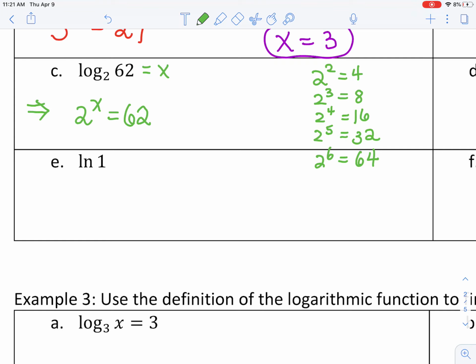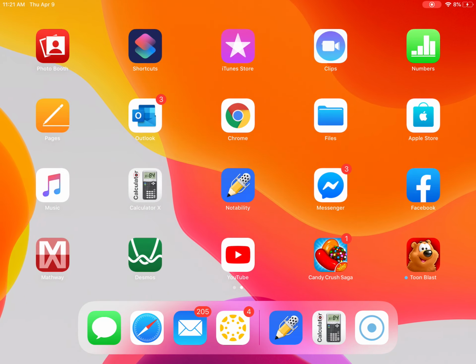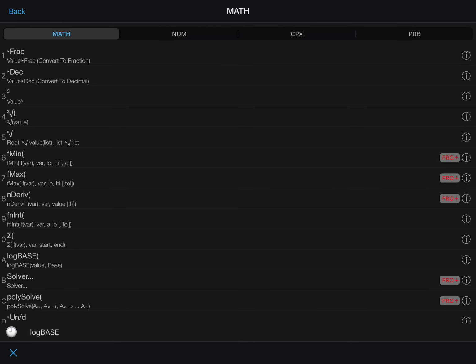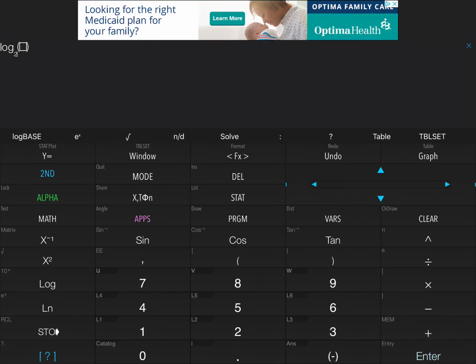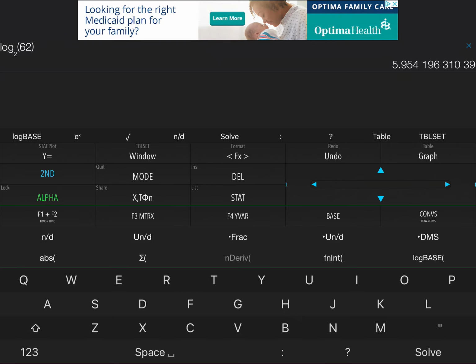X must be a value in between what and what? It must be a value in between 5 and 6, because 62 is smaller than 64 but greater than 32. So we're expecting x to be a decimal, and this one we're going to have to use the calculator. So this is what I'm going to do. I'm going to go to the calculator, go to math, click on log base, put the 2 in the base and put 62 in the argument. Now if I hit enter, I better see a number that's smaller than 6. And the answer comes out to be 5.954.